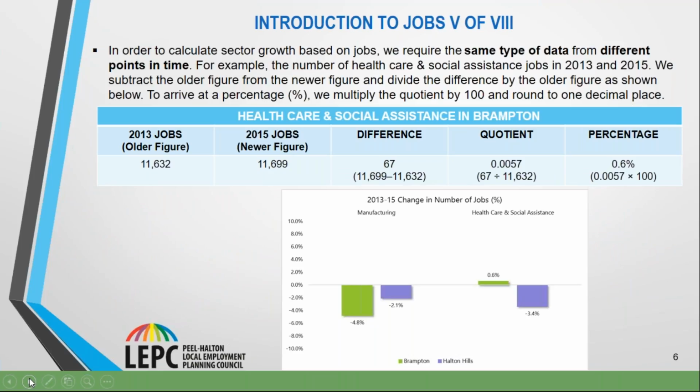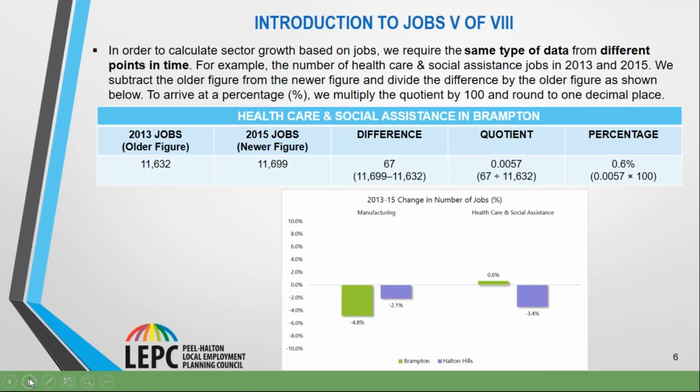In order to calculate the percentage change or growth rate, we should compare the same type of data from different points in time. For example, in this table, we have the number of jobs for 2013 and 2015 in the healthcare and social assistance industry. To calculate the growth rate, we should subtract the data for 2013, which is older data, from the data for 2015, which is newer data.